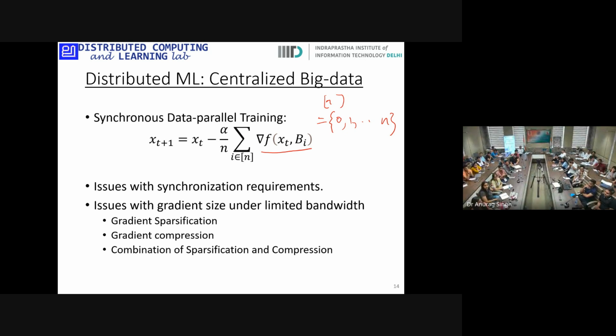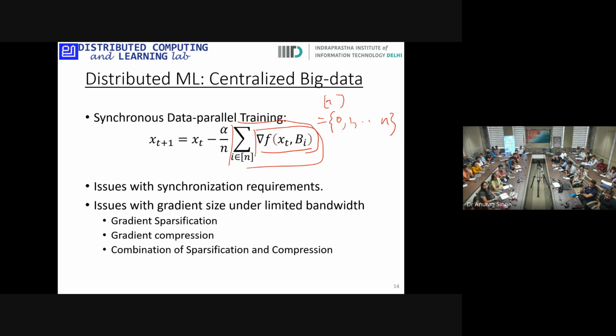x subscript t plus 1. Up to here is fine, right? Nabla f of x subscript t comma b subscript i. So we have picked a bunch of samples and then computed the gradient, and then summed it over all of those batches. That's the entire gradient.